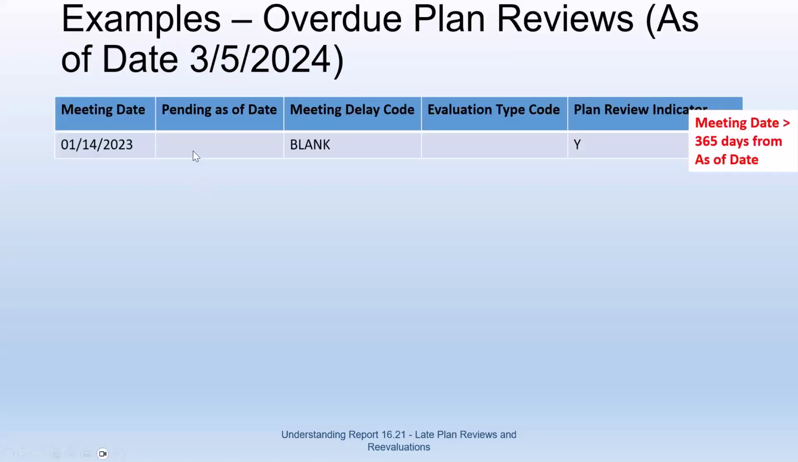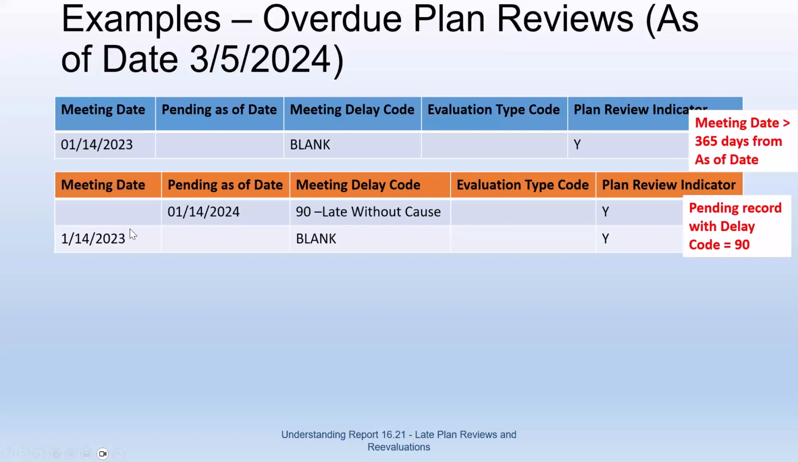Example number 1. You can see the meeting date, and this is for annual plan reviews. The most recent record in CALPADS is January 14th, 2023. There is no meeting delay code entered, and the plan review indicator is yes. That tells us it's an annual plan review. The reason this is showing up as overdue is because the meeting date is 365 days from the as of date, which is March 5th, 2024. So this student is going to show up as overdue plan review, no pending record.